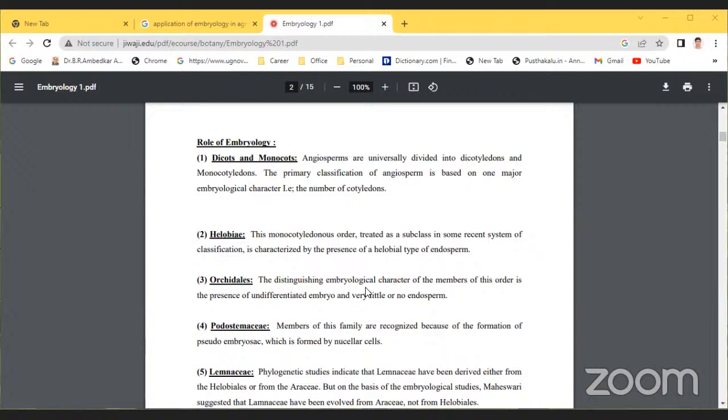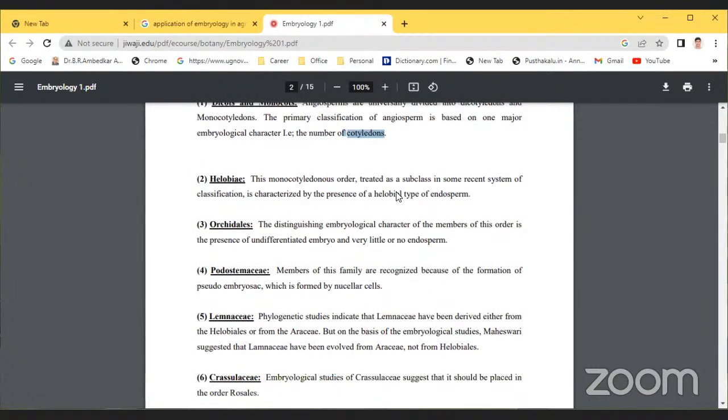The angiosperms are universally divided into dicotyledons and monocotyledons. The primary classification of angiosperms is based on major embryological characters, the number of cotyledons, right? Clear? So here, helobial type, Helobiae. This monocotyledonous order, treated as a subclass in some recent systems of classification, is characterized by the presence of the helobial type of endosperm.